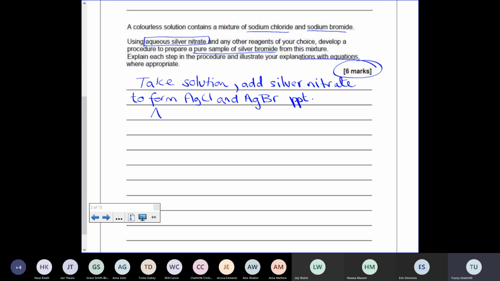So the first one will be my silver nitrate plus my sodium chloride, sorry, beg pardon, forming the silver chloride precipitate. Okay, and the other one would form the silver bromide. So similarly, silver nitrate, this time with the bromide, gives my silver bromide, that would be my cream precipitate.